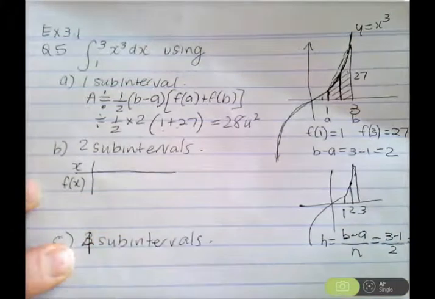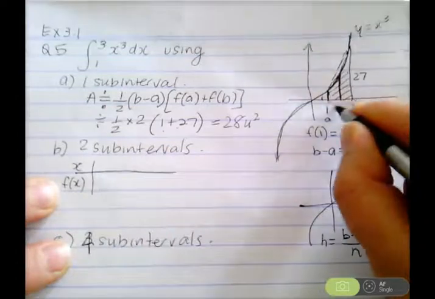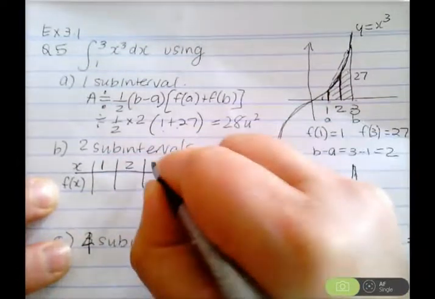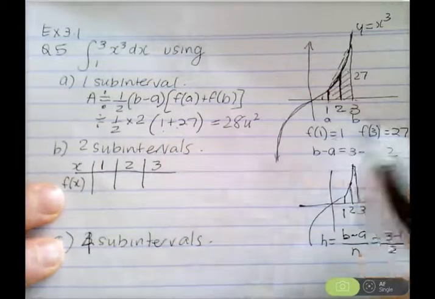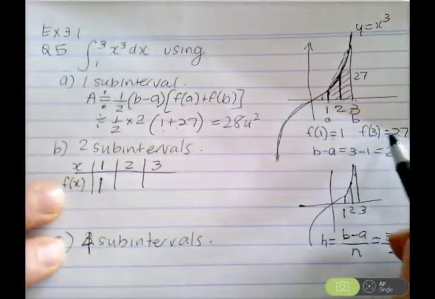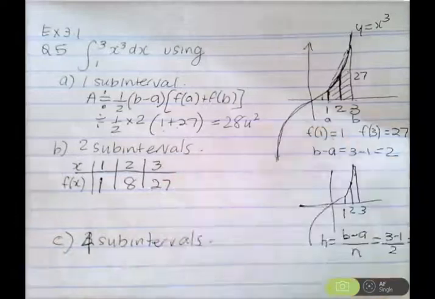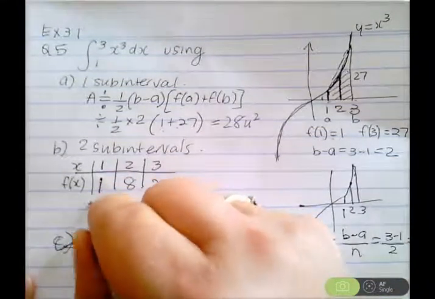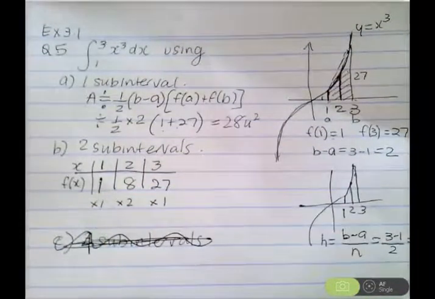I'm going to make this one 4 subintervals so I get nice values. So which values of x do I need? 1, 2, and 3. The function of 1 is 1. What about function of 2? 8. The function of 3 is 27. So here we use the multiplier pattern. I need more room. My multiplier pattern is times 1, times 2, times 1. You know how it's 1 for the end one, 1 for the other end, 2 for the middles.